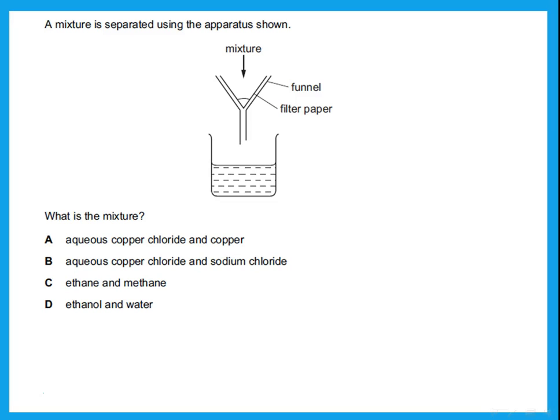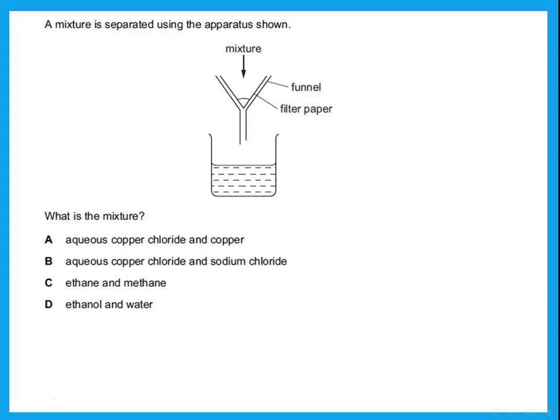So let's take each one separately. So question A says aqueous copper chloride and copper. Now the word aqueous means dissolved in water. So you have a solution of copper chloride and copper, which is a metal, and metals do not dissolve, so metals are insoluble. So if I pass this mixture through the funnel, the copper is a metal, it will remain on the filter paper, and the aqueous copper chloride, which is a solution, will go down into the beaker. So actually this is my answer.